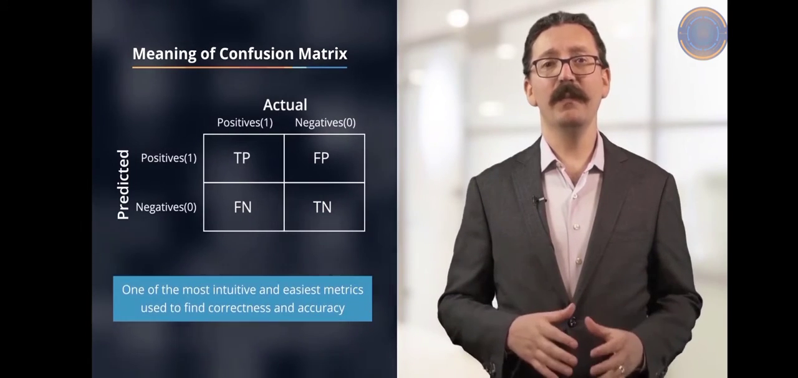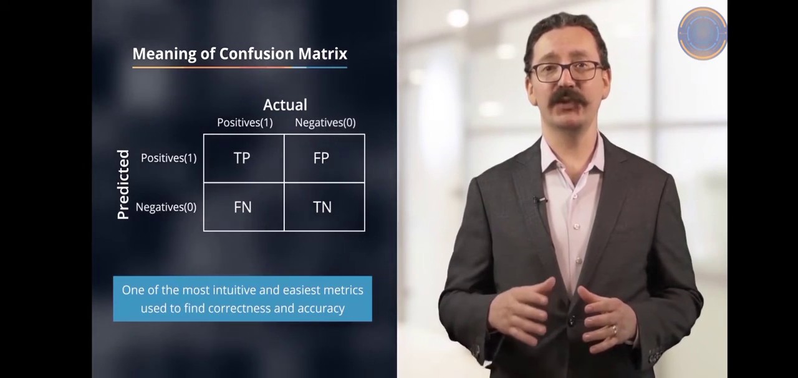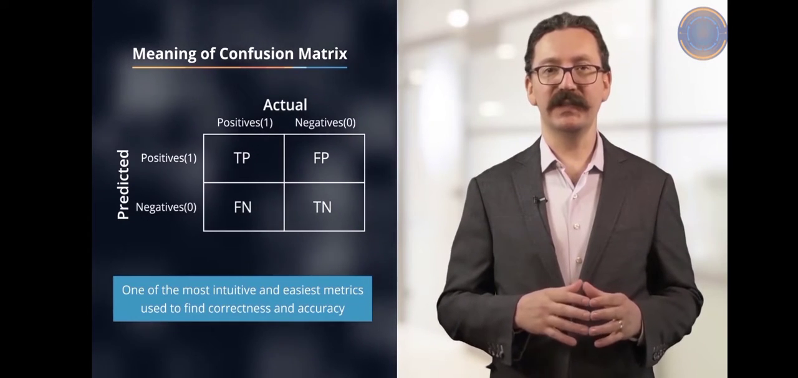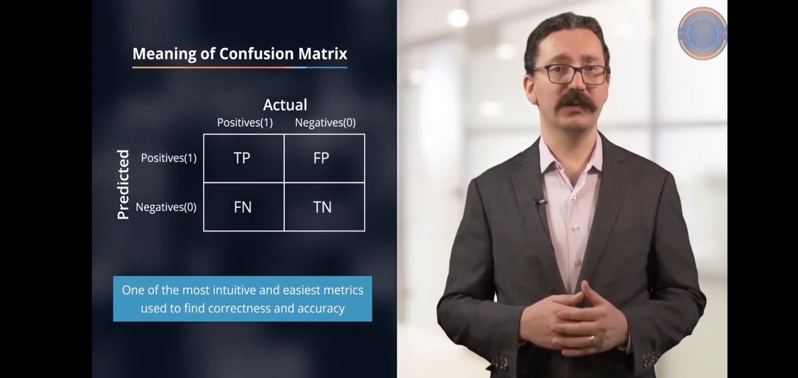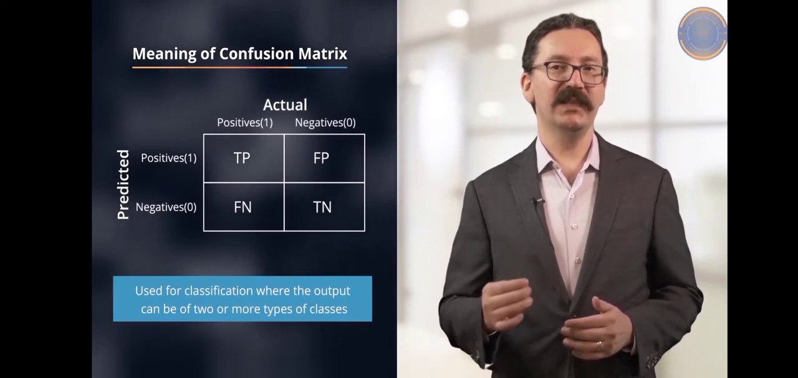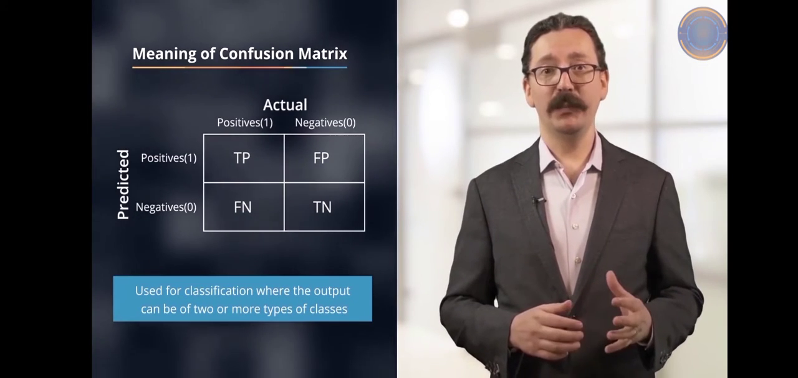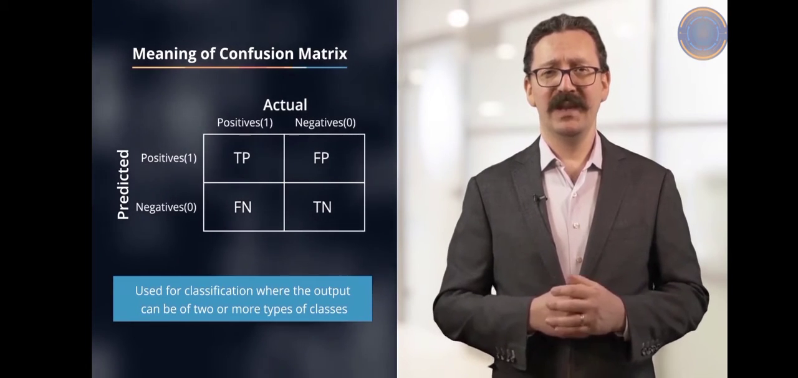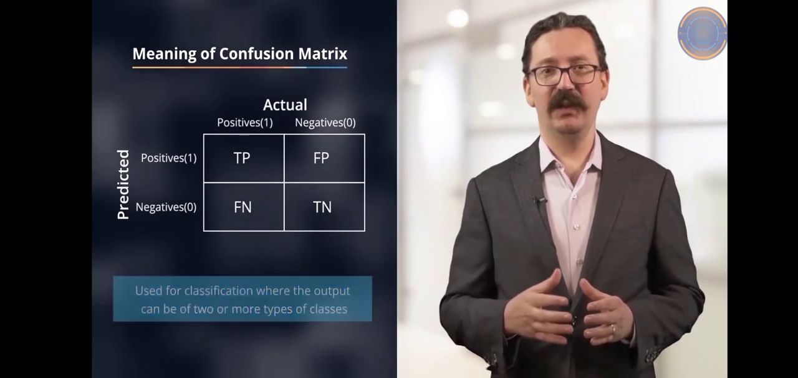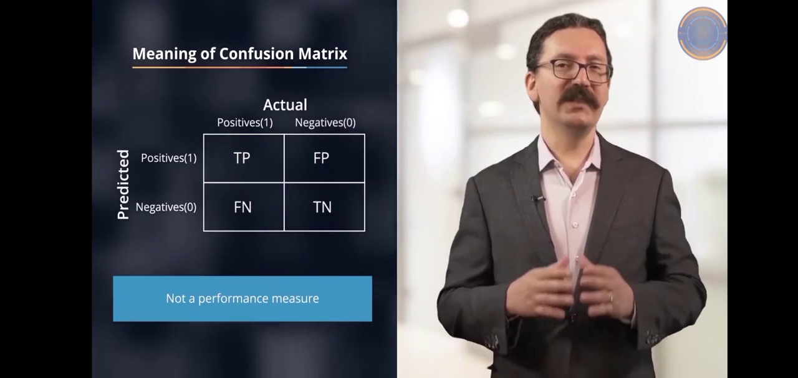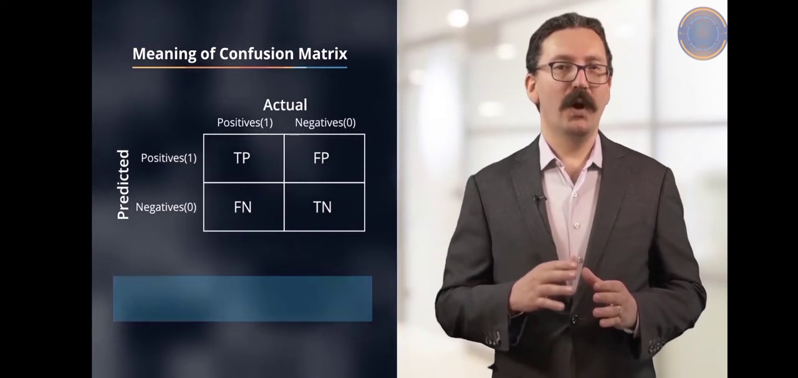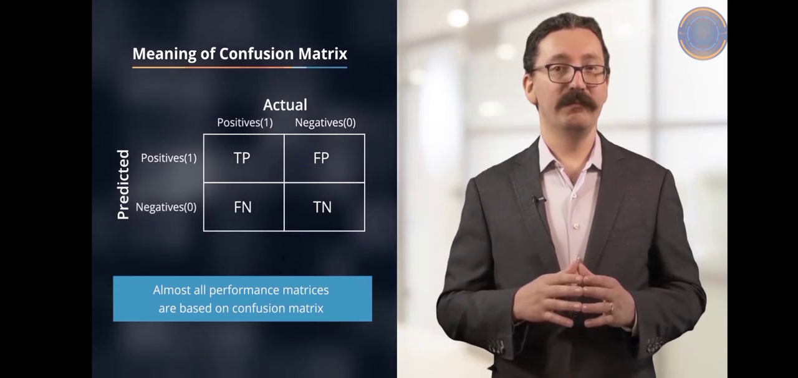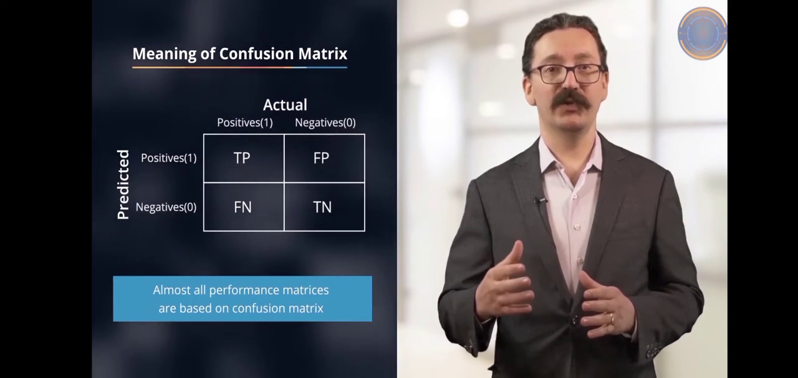Confusion matrix. The confusion matrix is one of the most intuitive and easiest metrics used to find correctness and accuracy of machine learning models. It is used in classification problems where the output can be of two or more types of classes. The confusion matrix is, in itself, not really a performance measure as such, but almost all of the performance metrics are based on the confusion matrix and the numbers inside of it.